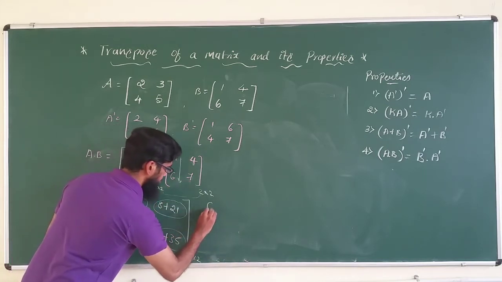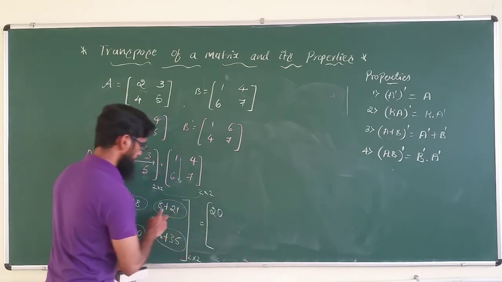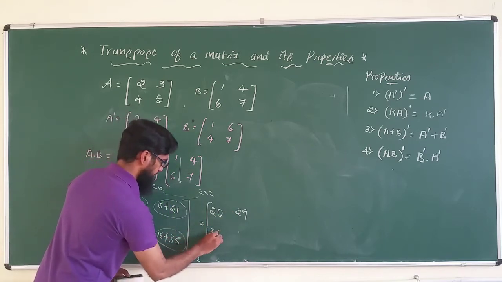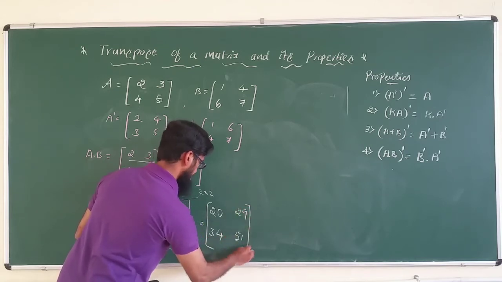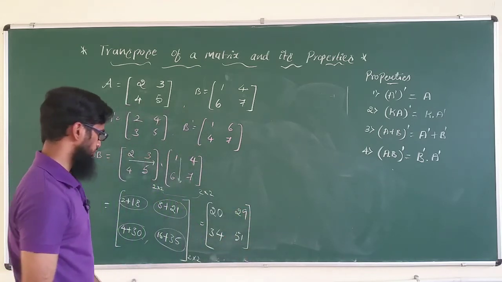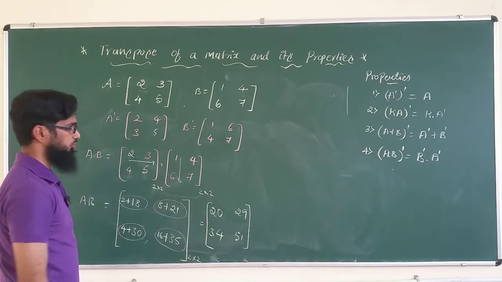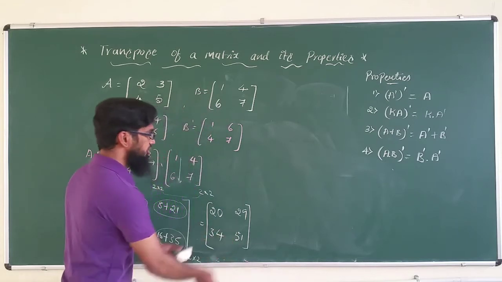Now just simplify this. 2 plus 18 is 20, then 29, then 34, and the final one is 51. So this is a 2 cross 2 matrix, which is A into B. But we have to find (AB) whole transpose. We just interchange these rows to columns.